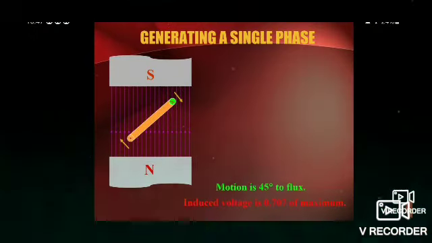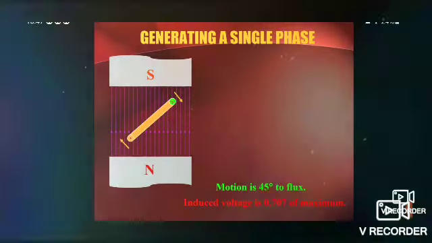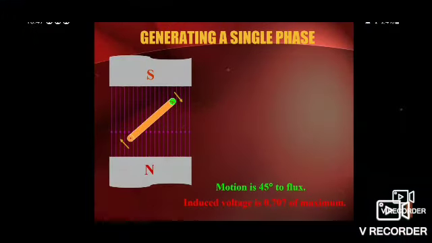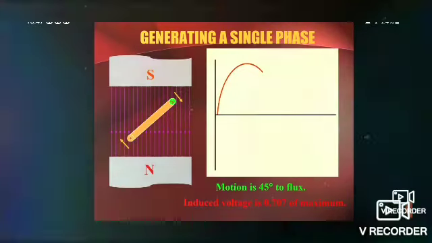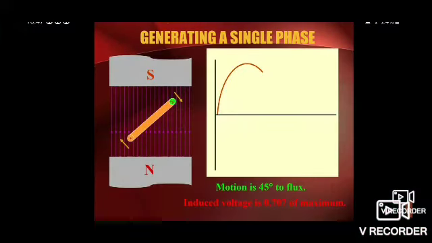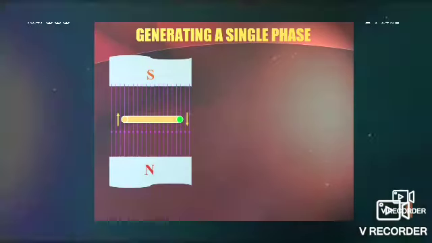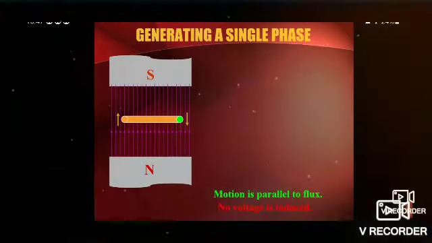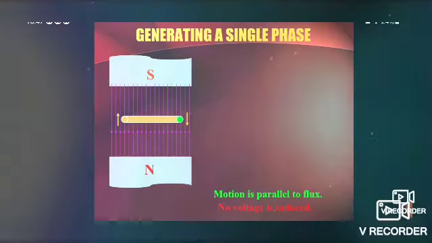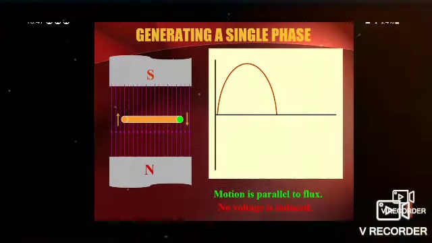And now the motion is 45 degree to the flux and the induced voltage is 0.707, but in the reversal direction. So there will be a reduction of flux. Now again the motion is parallel to the flux, so no voltage is induced in the conductor. The value of voltage is 0.